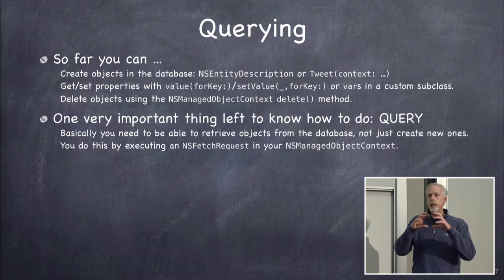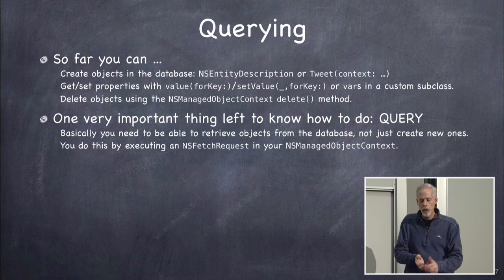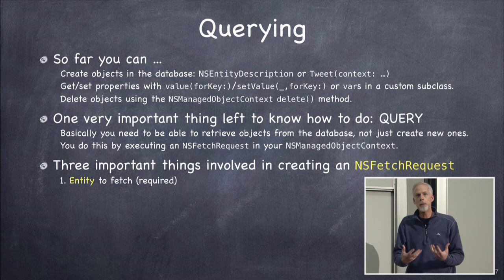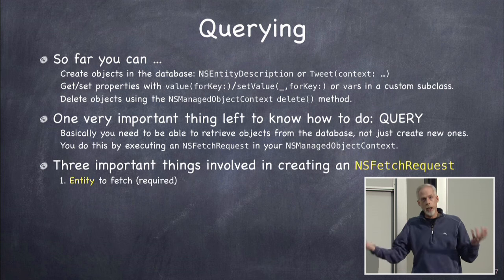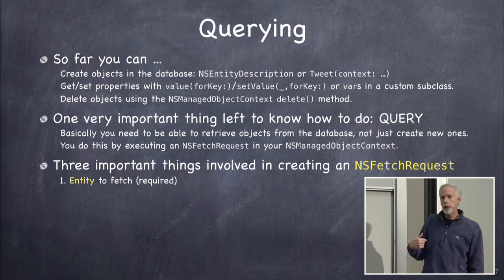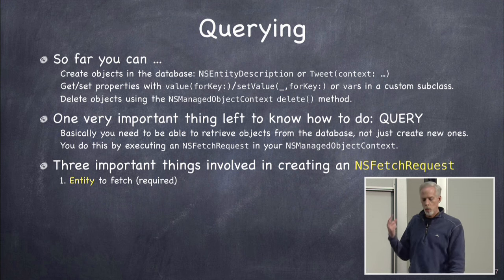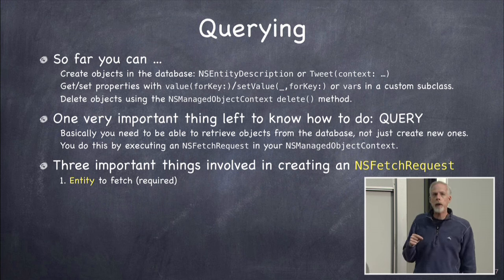An NSFetchRequest encapsulates what you want from the database. So let's talk about NSFetchRequest and how we build one, and then we'll talk about how we execute one. When we're building one, there are 3 important things we need to know. 1, what entity are we fetching? Because a fetch request can only fetch one kind of entity.